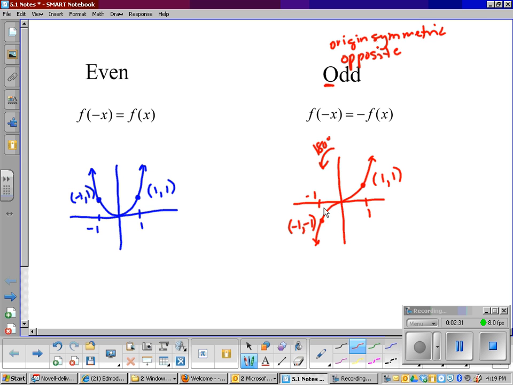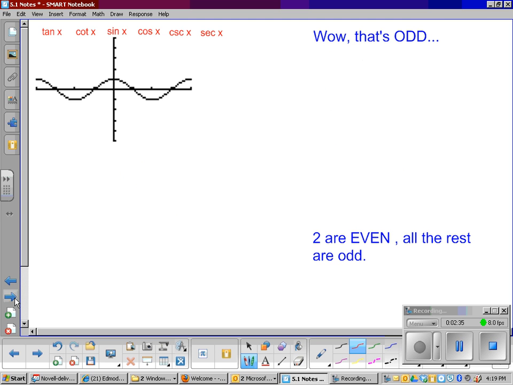Now, what does this have to do with trig? Well, of our 6 trig functions, 2 of them are even and all the rest are odd. So we can judge even or odd of these parent trig functions based on the graphs of the functions. So you can see this is a cosine function. It's either sine or cosine because of the shape. You can tell it's cosine because when the angle is 0, you're starting at a high point. You're starting at the maximum of the cosine.